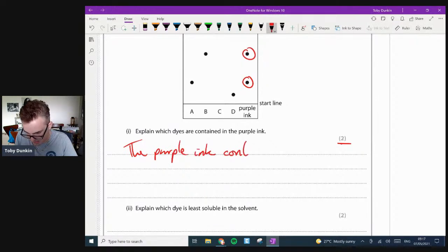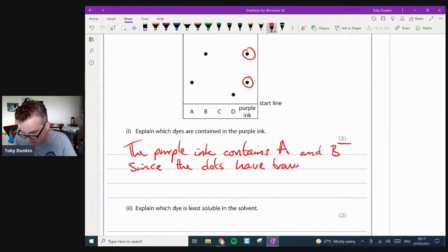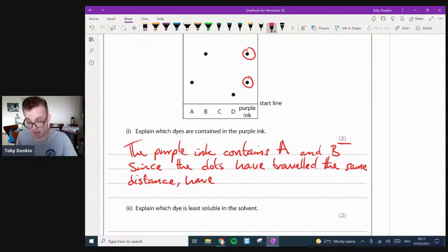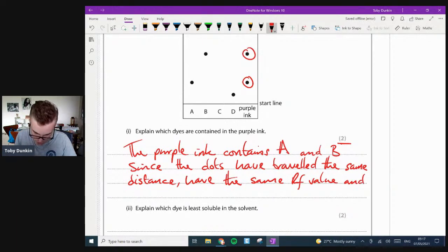So the purple ink contains A and B, since the dots have traveled the same distance, have the same RF value, and match the dots seen in purple ink.